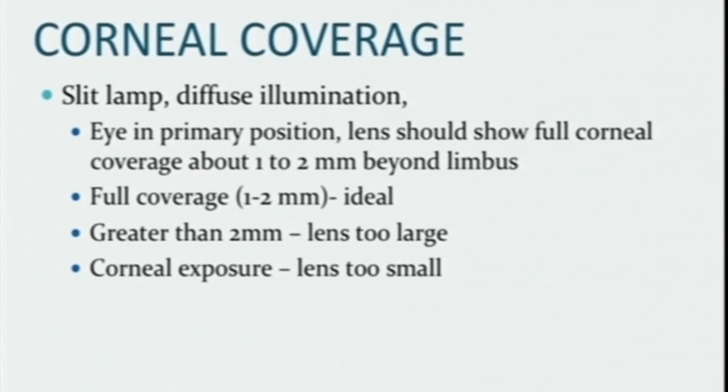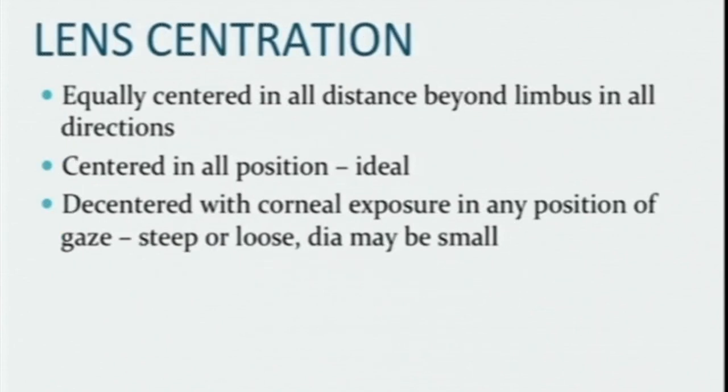After fitting, you'll have to look for the corneal coverage. It should be adequate. When the eye is in the primary position, the full cornea should be covered, with at least 1 to 1.5 millimeters beyond the cornea all around. If it is greater than 2 millimeters, then the lens is too large, and if it is less, the lens is too small. You'll have to fit accordingly. And it should be equally centered in all directions beyond the limbus.